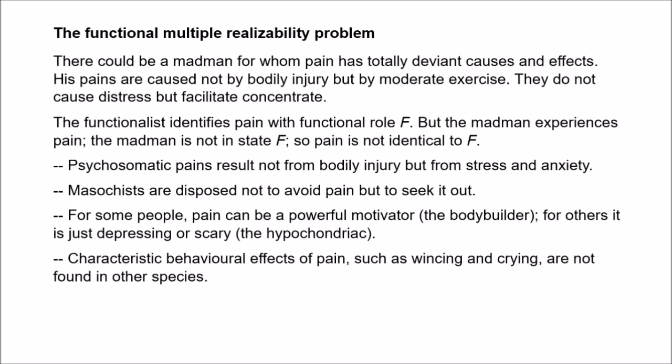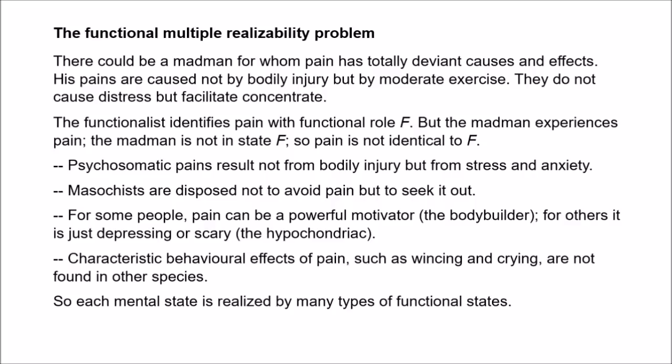These examples show that pain seemingly can't be defined in terms of its causes and effects. It can't be defined in terms of its functional role. And it should be easy to see how similar problems will arise for other mental states. This is the multiple realizability argument against functionalism. Every type of mental state, or at least many types of mental states, can be realized by many types of functional states.